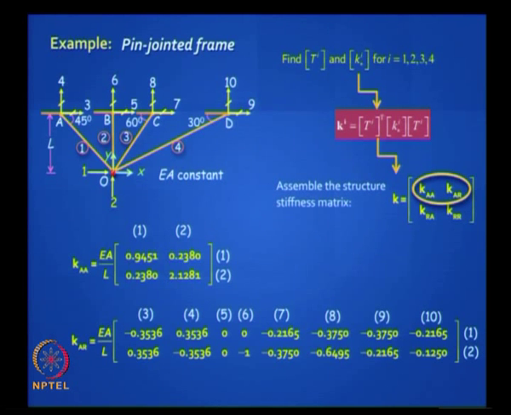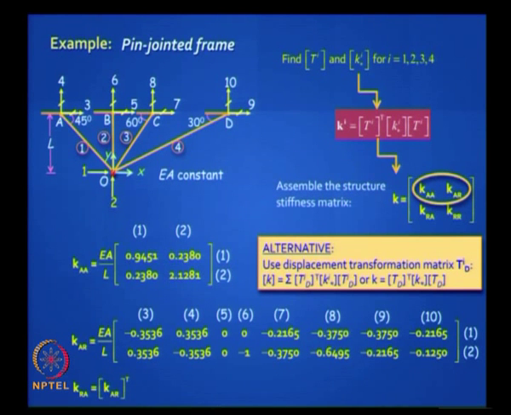1, 2 are the active degrees of freedom, and 2, 3, 4, 5 all the way to 10 are the restrained degrees of freedom, and Kra will be the transpose of Kar, and you can calculate Krr. You will never need Krr unless you have support settlements, because that's dr is usually 0. The alternative is this using a displacement transformation matrix.